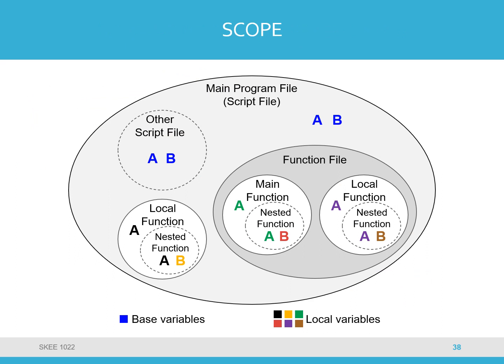Global variable, for this class, is called a base variable. So try to use the base variable instead of global variable. Use this one. Local variable, you can see here, is only available inside the function file. Base is all.